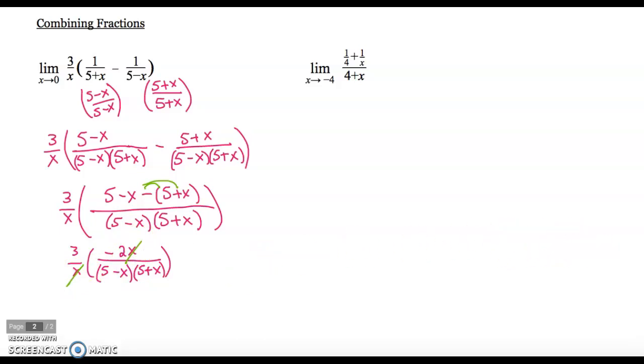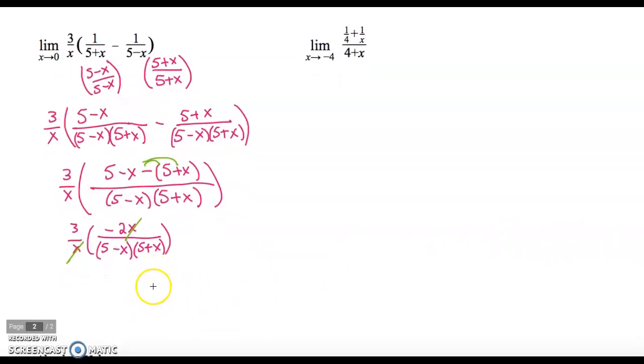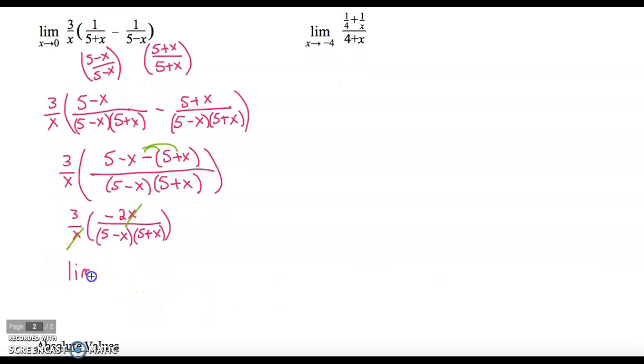And so then secretly what I'm finding is the limit as x approaches 0 of, on top, negative 6. And then on the bottom I will have 5 minus x, and then 5 plus x. And so then this will give me what this actually equals. When I plug in 0 for both these pieces, I get negative 6 on top, and then I'll get 5 times 5 on the bottom. So I will end up with negative 6 over 25 as my final answer.